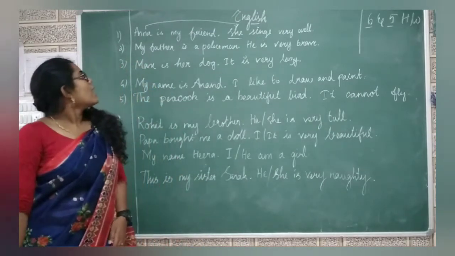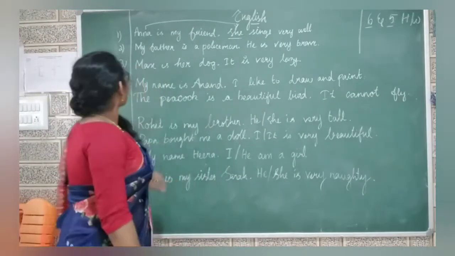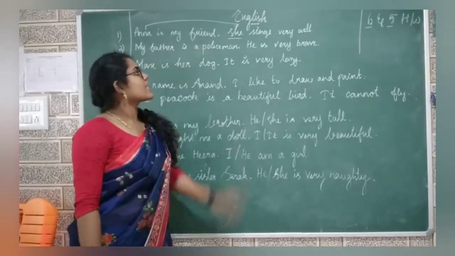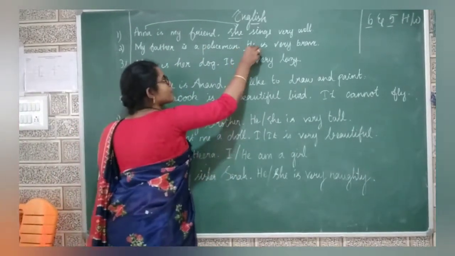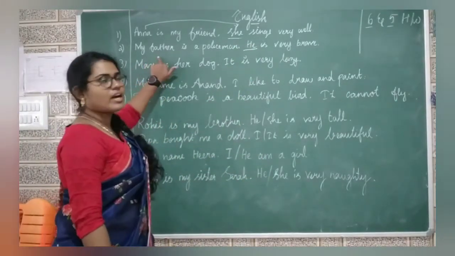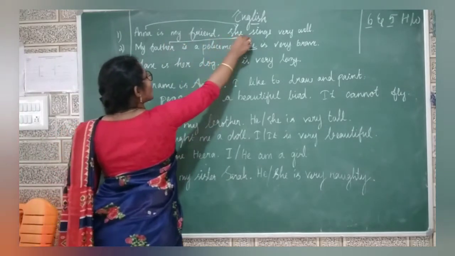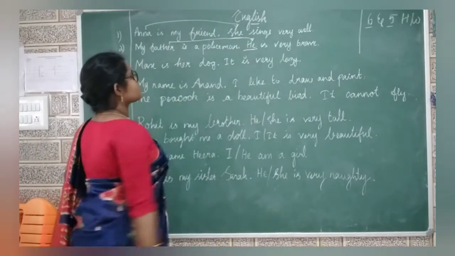Next one. My father is a policeman. He is very brave. My father is a policeman. He is. So we are going to find "he". So we are talking about father. Father. So here we have to draw like this.